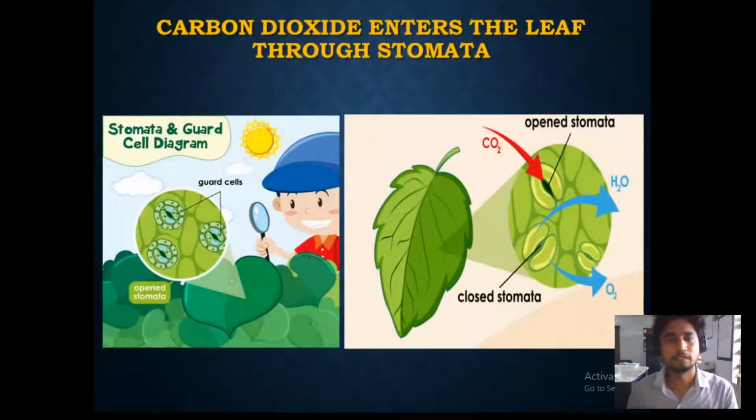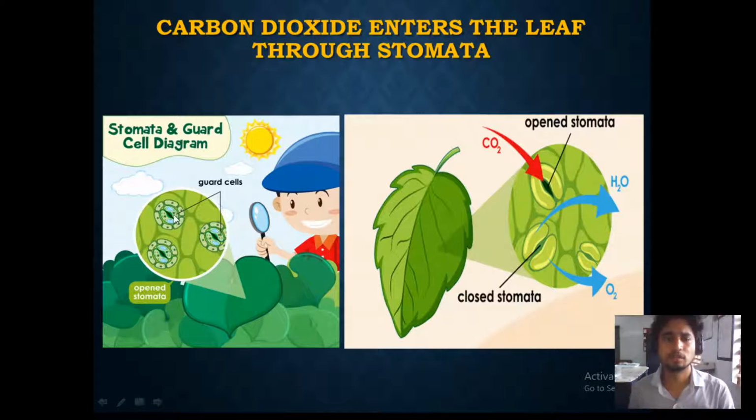The other raw material is carbon dioxide, and it enters the leaf through the stomata. Just like we have windows in our house to let the air in, plants also have small openings in the leaves called stomata, and the stomata have guard cells. There are two tiny cells here, which have a bean-like or kidney-like structure. These are called guard cells.